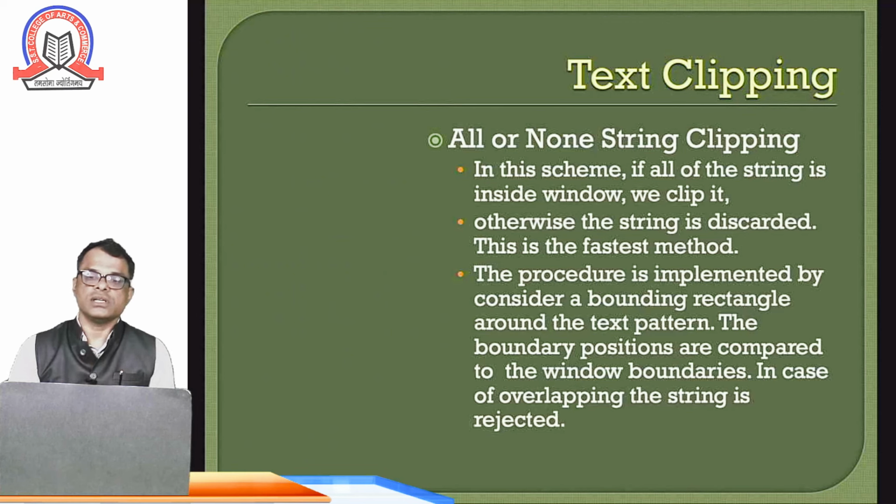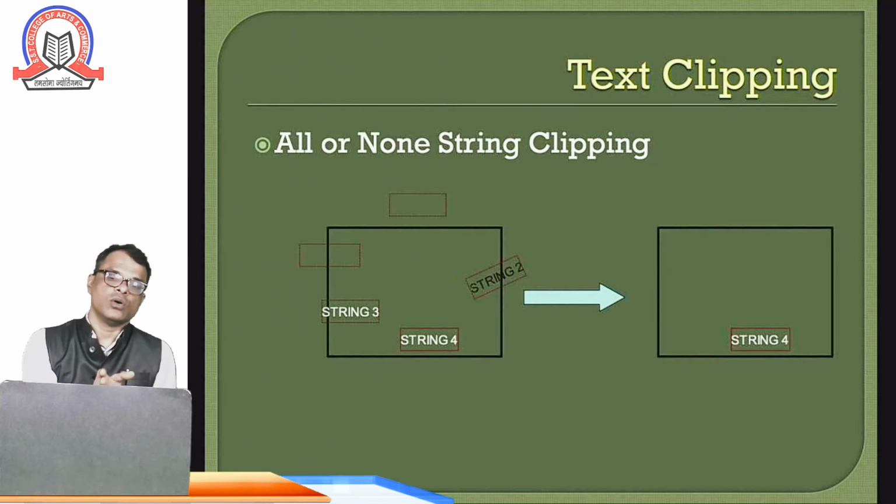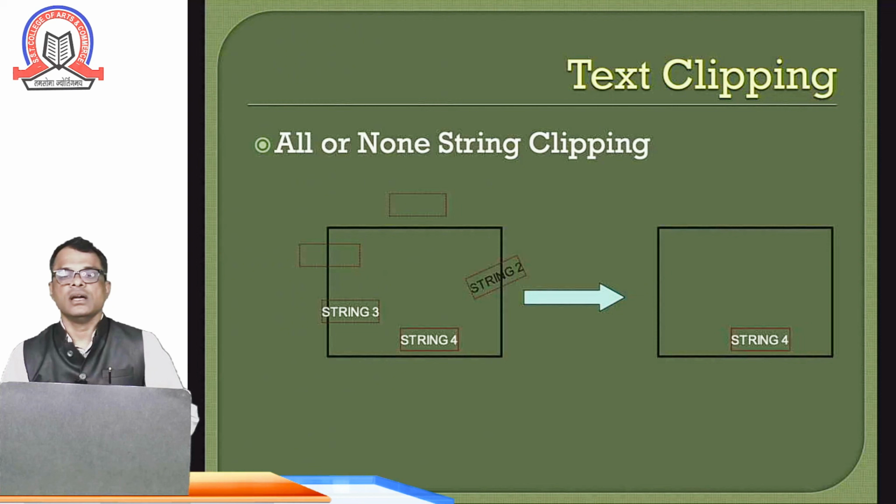The procedure is implemented by considering a bounding rectangle around the text pattern. The boundary positions are compared to the window boundaries. In case of overlapping, the string is rejected. We will see the diagram for this. So this is the diagram. If you check, only string 4 will be kept, and all the remaining strings will be discarded. This is all or none string clipping.